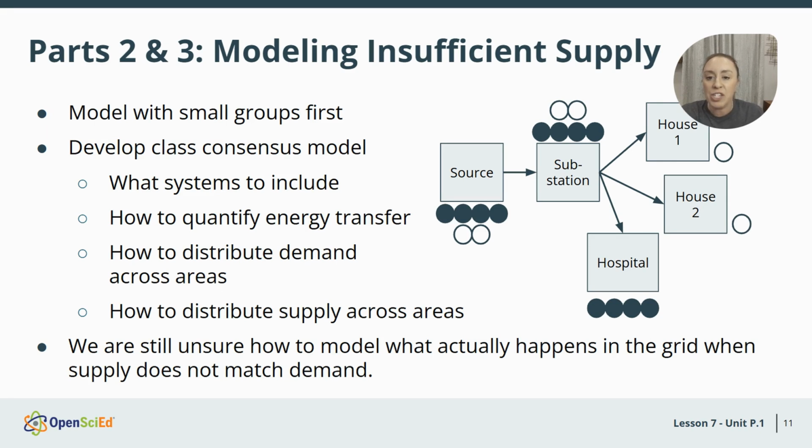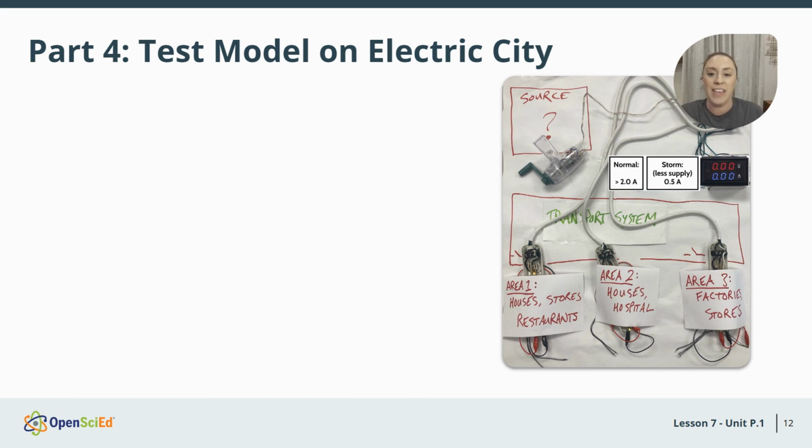And through this conversation and trying to model this out as a class, we realized we're still unsure how this actually happens. This is something that occurred in theory, but can some of these houses get a half a circle? What might that look like? So we decided to actually test this on our community grid, that Electric City that we have set up, or pull back out from lesson 2.